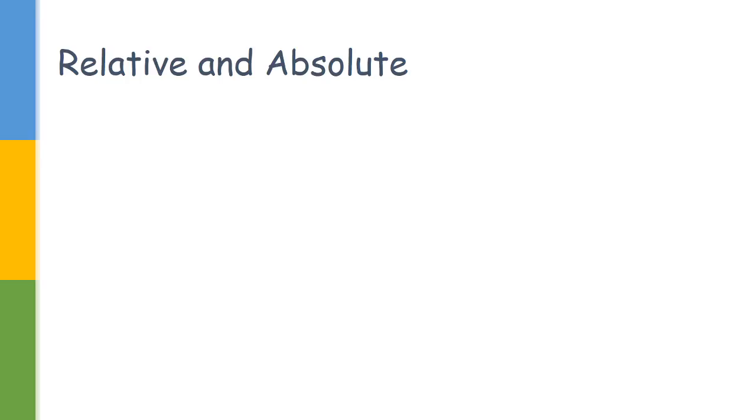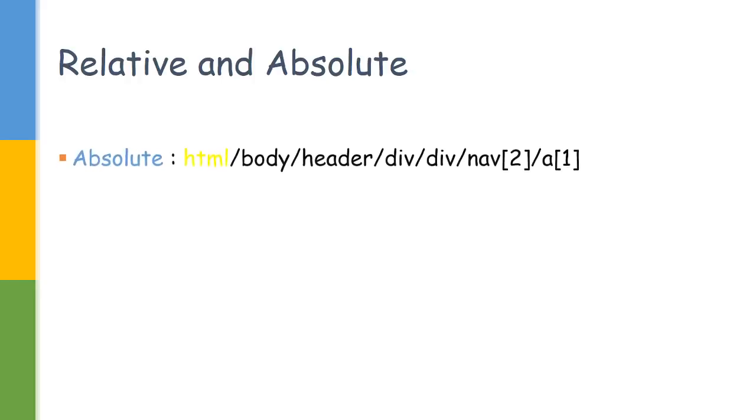Let us discuss what relative and absolute paths are. An absolute path always starts with the HTML, which is the beginning of the DOM. It starts from there and navigates to the element. The disadvantage of using an absolute path is that whenever some of the elements in between change, your XPath won't work.